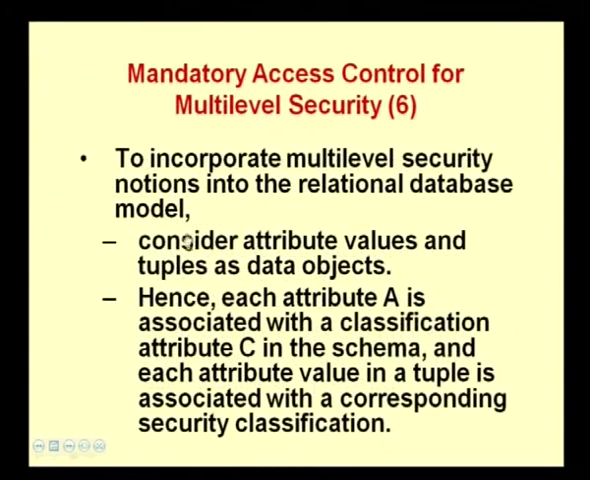To incorporate multi-level security notions in the relational database model, you consider attribute values and tuples as data objects. Hence, each attribute A is associated with the classification attribute C in the schema, and each attribute value in a tuple is associated with the corresponding security classification. So, in this way, each attribute is associated with the classification.